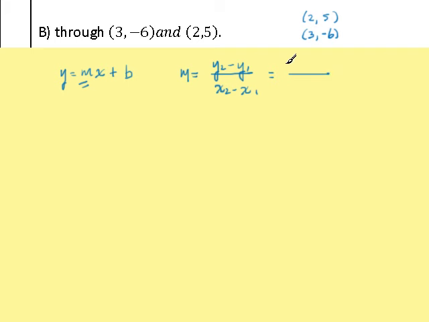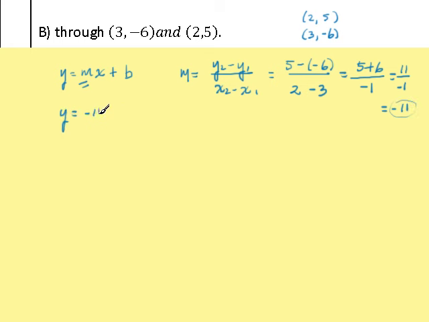All right, let's subtract the y's: 5 subtract minus 6, and subtract the x's: 2 subtract 3. So here we get 5 plus 6, and here we have minus 1. All right, so we have 11 over minus 1, or minus 11 for our slope. So let's fill that in.